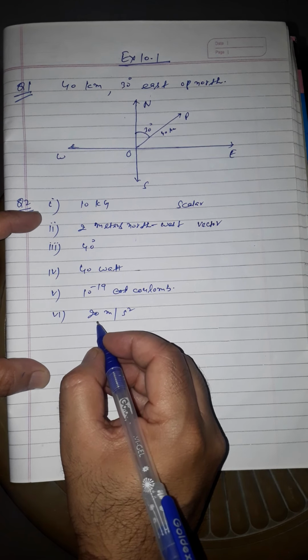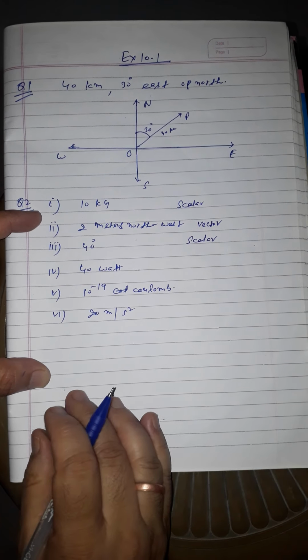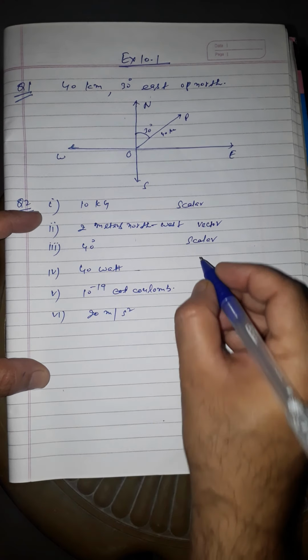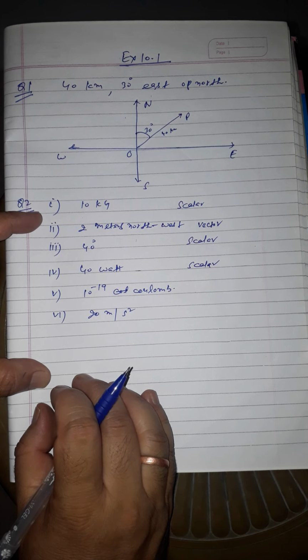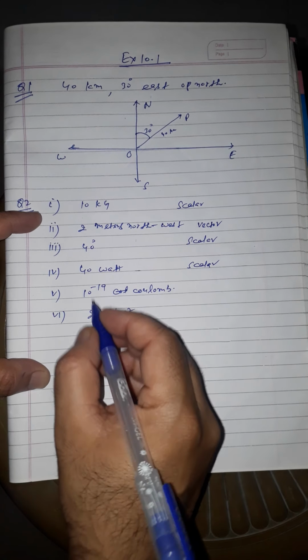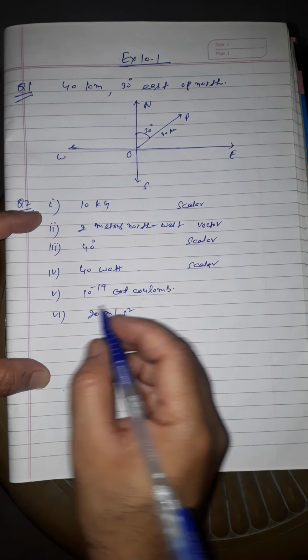right? Next is 40 degrees. 40 degrees, that is scalar. It has only magnitude but no direction. Fourth one is 40 watt. This is also a scalar quantity because watt is the unit of power. Next one is 10 to the power 19 coulomb. That is a scalar quantity.